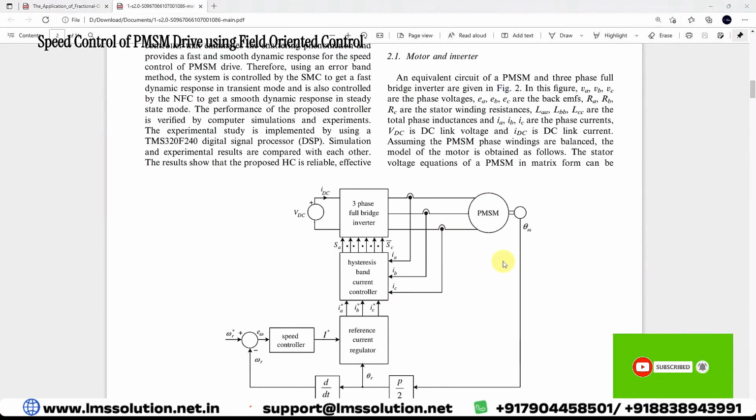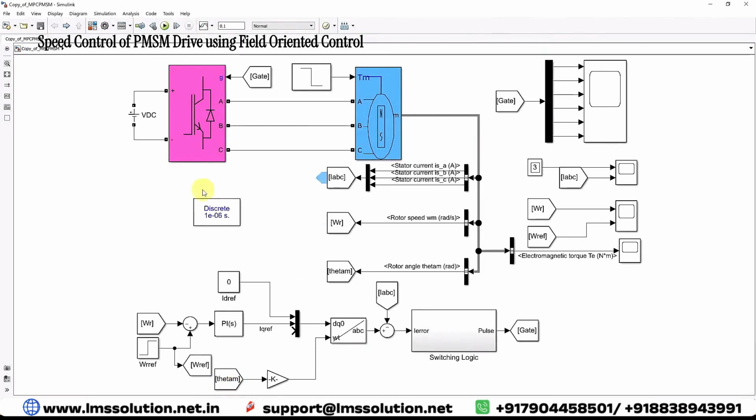Let's start with the implementation of the same concept in MATLAB. Further, I am going to show you the implementation. This is a model created for field oriented control of PMSM for speed control. Here you can see this is a DC source, and here we are using a universal bridge, which is directly connected to the PMSM motor.